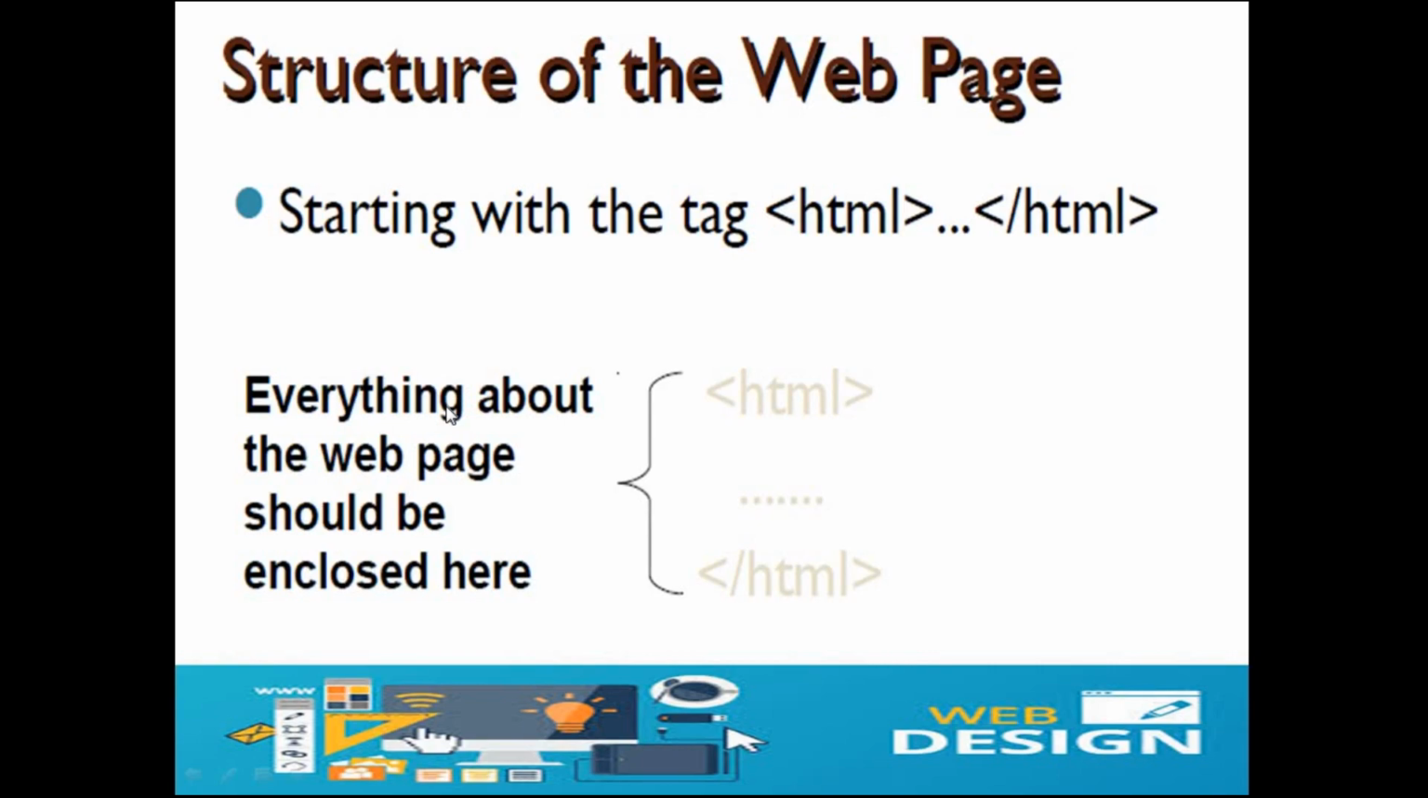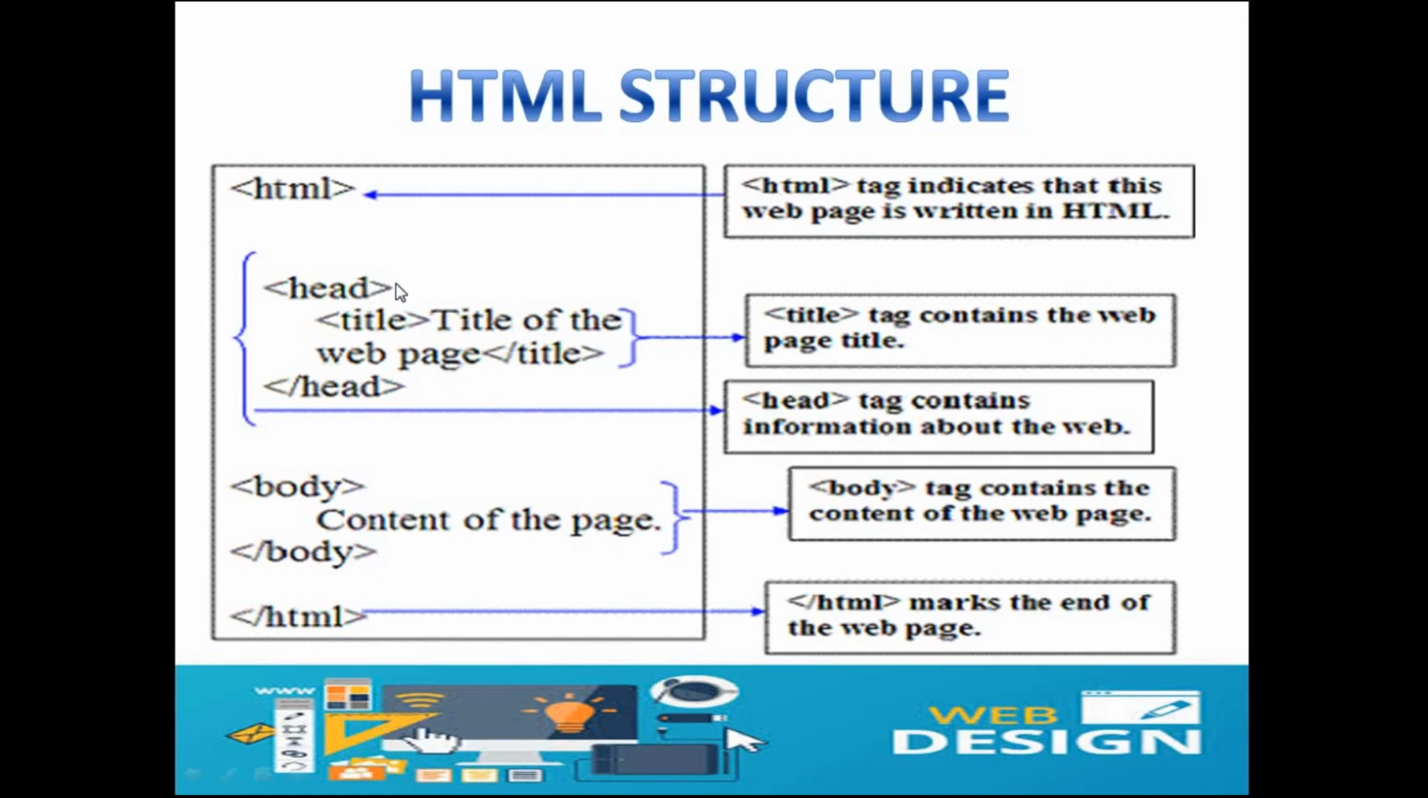Now the structure of a web page is basically contained within the HTML starting and HTML closing. Let's understand this. This is the structure of HTML. First of all, we have the HTML tag starting, and at the end it is closing. It marks the end of the web page. Then we have the head part. The head part consists of the title part. It is a container that can include a number of HTML elements that are not visible parts of the page rendered by the browser.